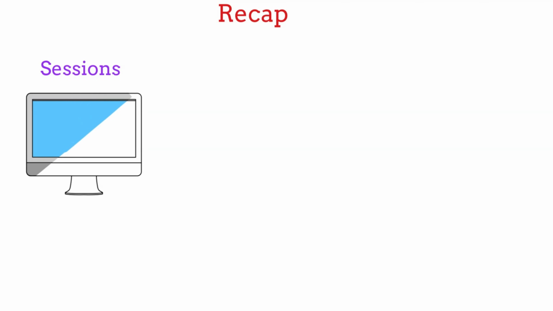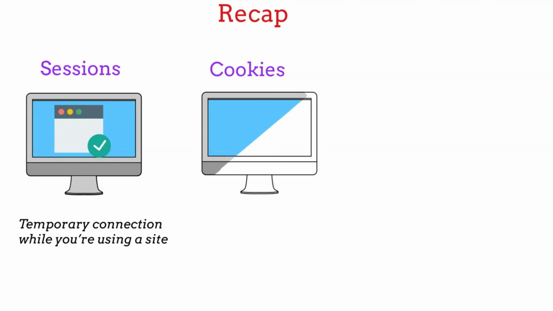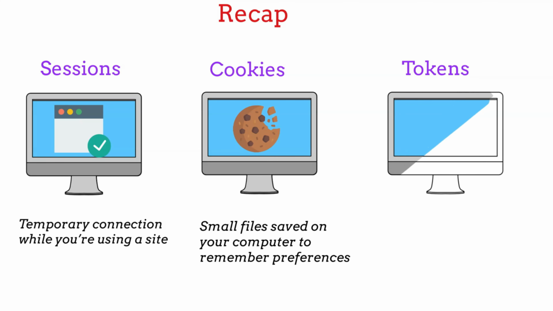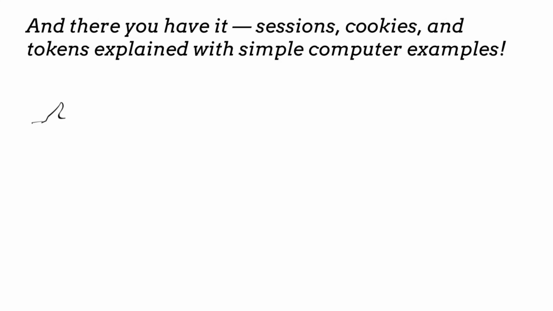Let's quickly recap what we have learned so far. Sessions, temporary connection while you're using a site. Cookies, small files saved on your computer to remember preferences. Tokens, digital IDs sent after login to verify your identity while you stay active. And there you have it, sessions, cookies, and tokens explained with simple computer examples.